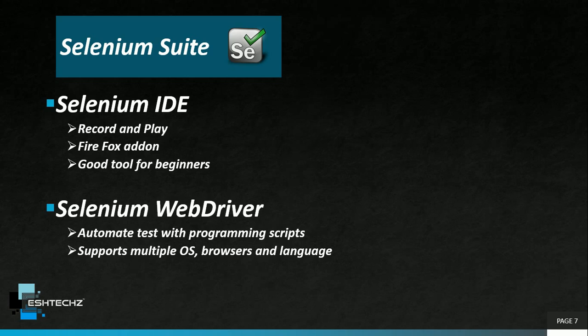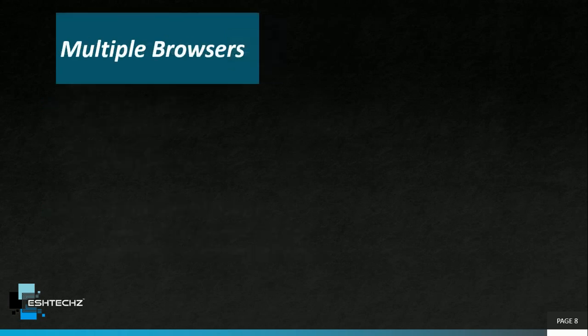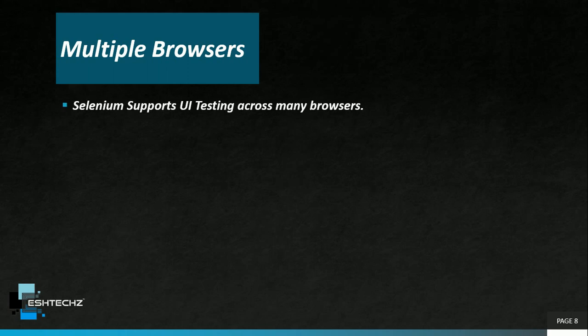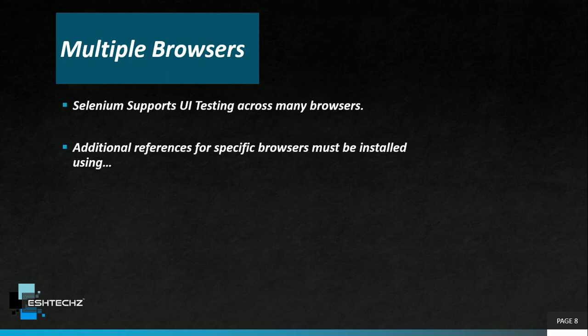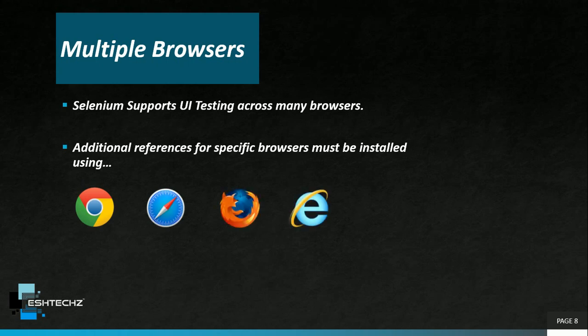Now we talk about the Selenium WebDriver. It is used after the compatible level of IDE. Here we will automate our programming test scripts. It supports multiple OS, browsers and languages. Selenium supports UI testing across many browsers. Additional references for a specific browser must be installed, using Chrome, Safari, Firefox, IE.